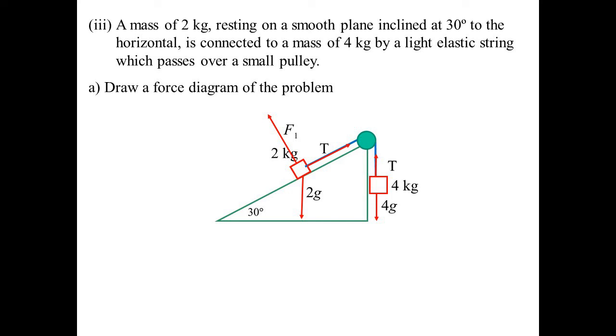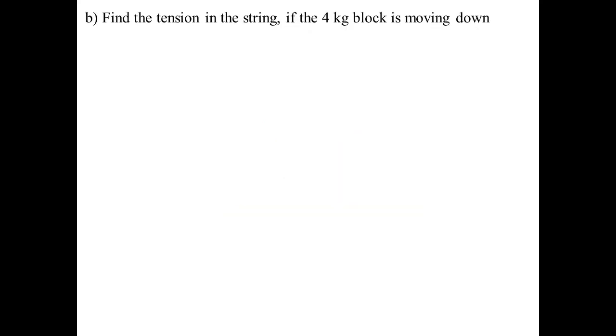Now, you'll notice I didn't put friction in. They did say a smooth plane. It's a way of saying neglect friction. So normally if they don't mention friction, you usually neglect it. Find the tension in the string if the 4 kilo block is moving down.